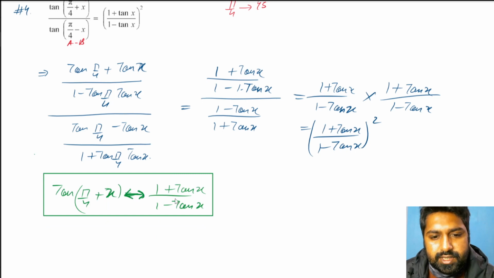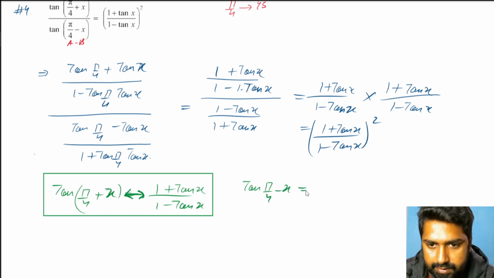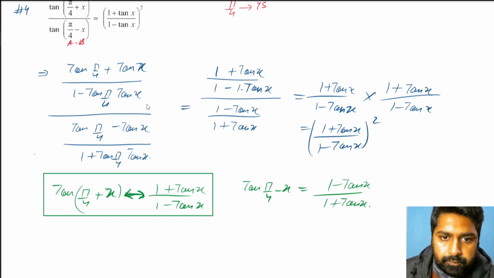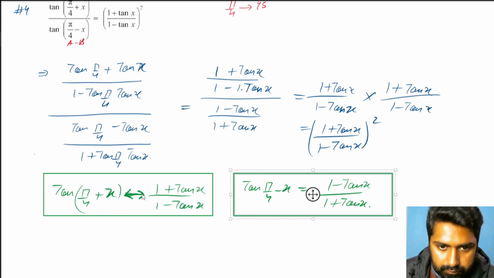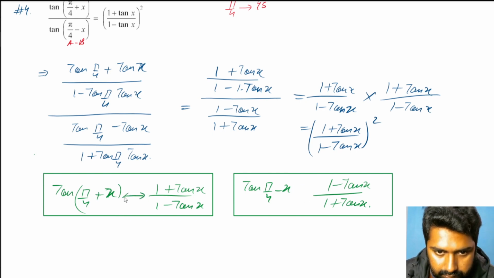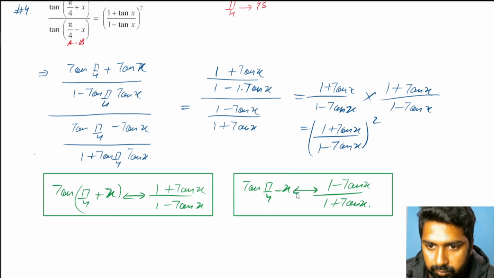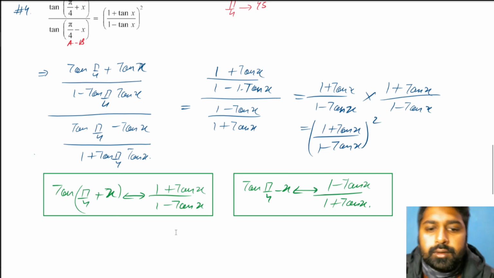When I want to convert this expression into a single tan, this is it. And similarly, tan pi by 4 minus x is 1 minus tan x upon 1 plus tan x. This one also. Both ways, and more importantly in reverse. Okay, this will be helpful later.